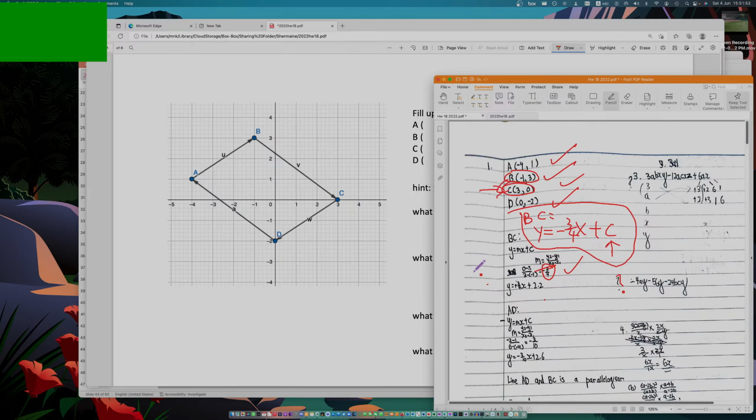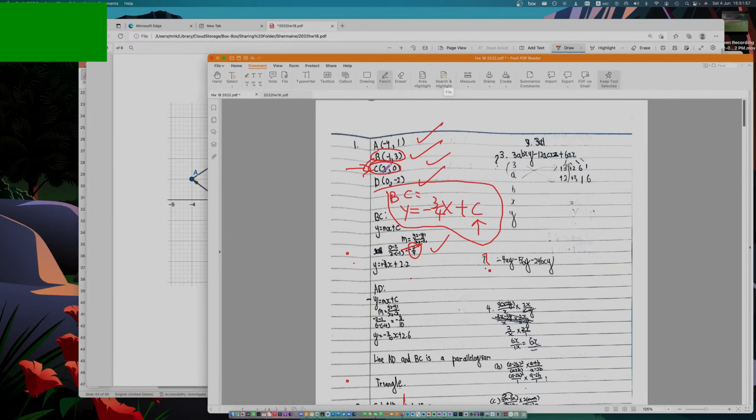What's my Y in the C? 0. Okay, so in the C, what's my X? 3. This one X is times 3, that means, can you use the calculator? So that means 0 is equal to -9 plus C. So what is C?